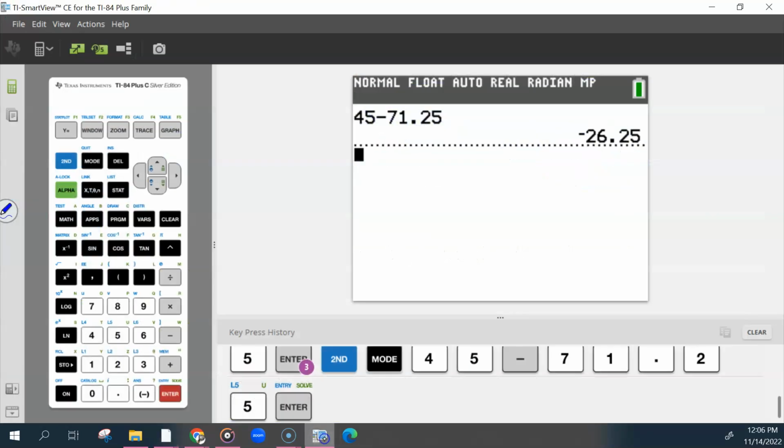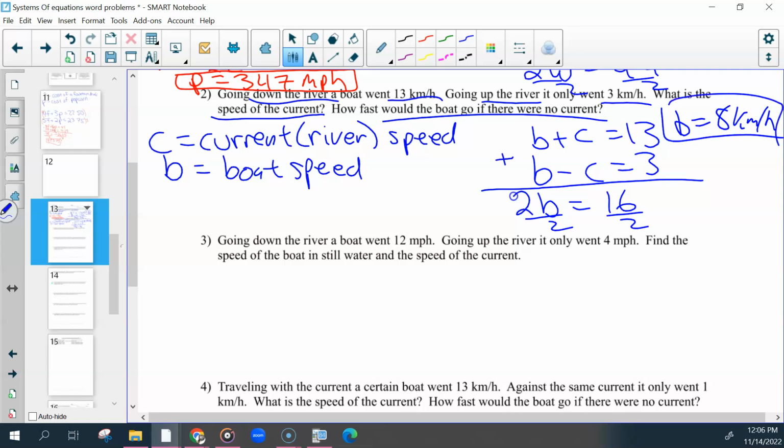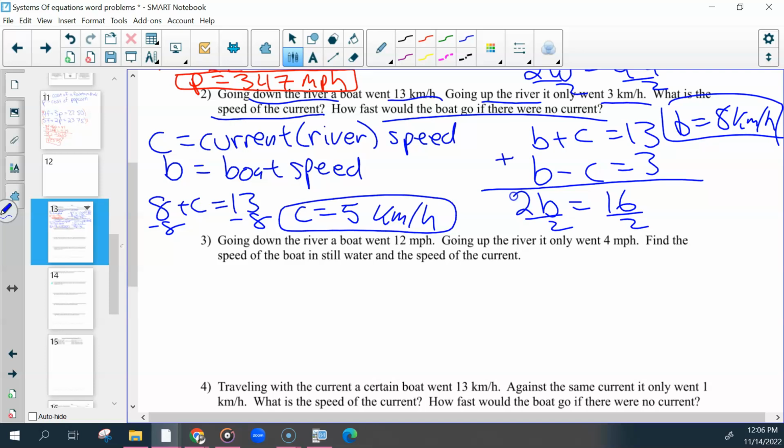But if I add it, 1 plus a negative 1, that would cancel. We have 2B equals 16. So that B equals 8 kilometers per hour. And then we could go back and find C. And then again, these numbers are small enough that you could put it back. 5 plus 8 is 13. 8 minus 5 is 3.